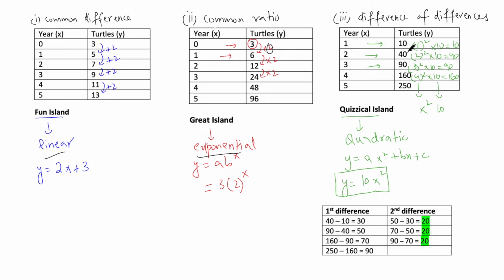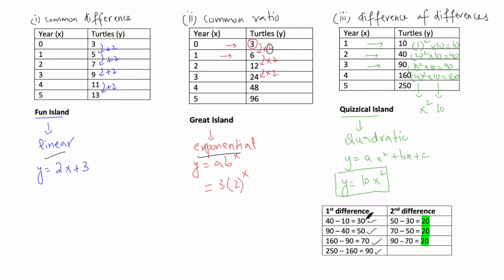So the first difference is 40 minus 10, that is 30. Then you have 90 minus 40, that is 50. Then you have 160 minus 90, you have 70. Then you have 250 minus 160, that is 90. So this is your first difference.